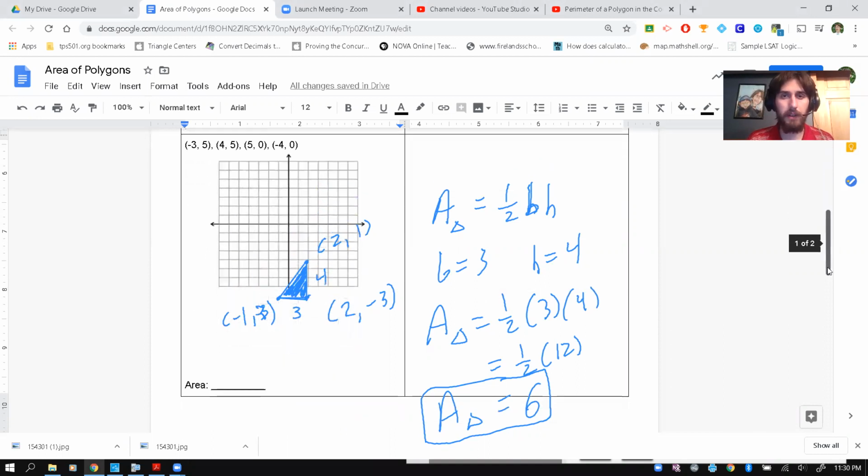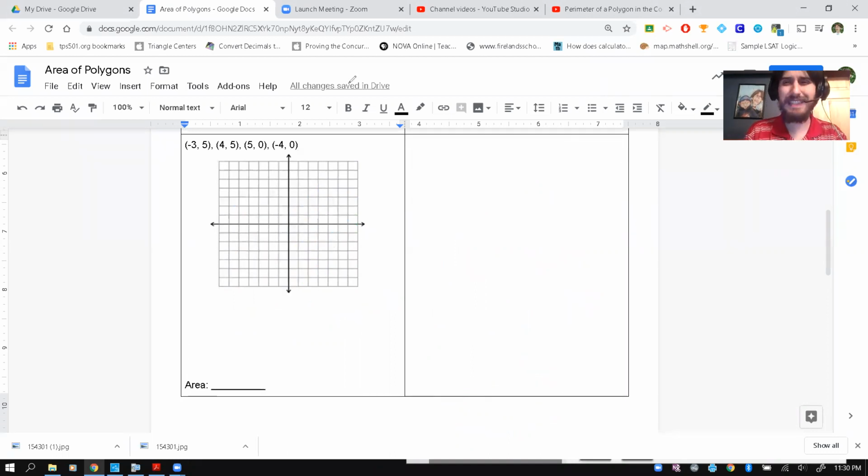For number 2 here, I'll show you that same method plus an additional method that you could use when you get a slightly more complicated shape. Again, we're going to start with plotting. So I'm going to plot these 4 points. This first point, I would go left 3 and up 5. 1, 2, 3, 4, 5. That's the point negative 3, 5. Second point, I would go right 4, up 5. Third point, I would go right 5 and over 0, or up 0. And then the last point, I would go left 4 and up 0.